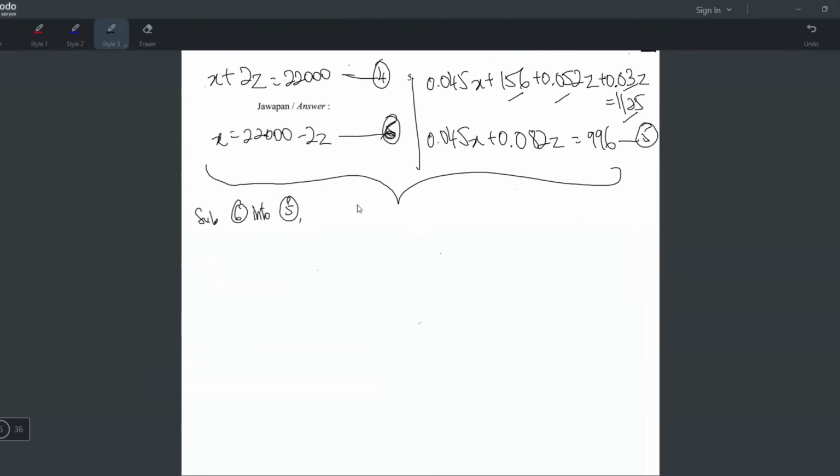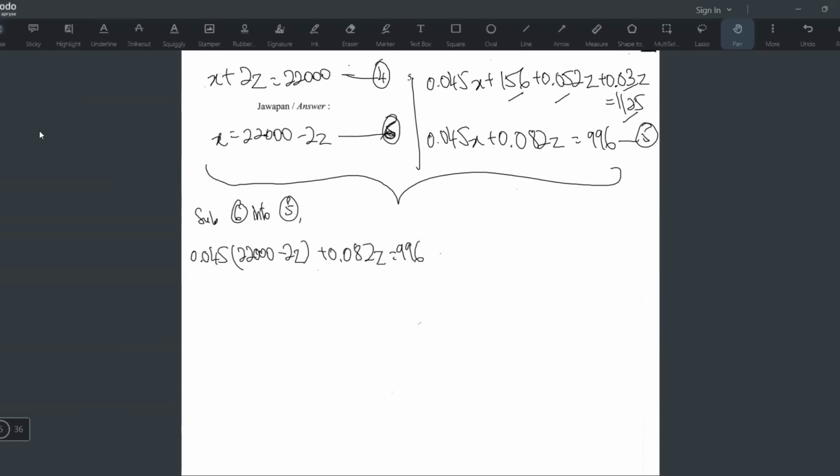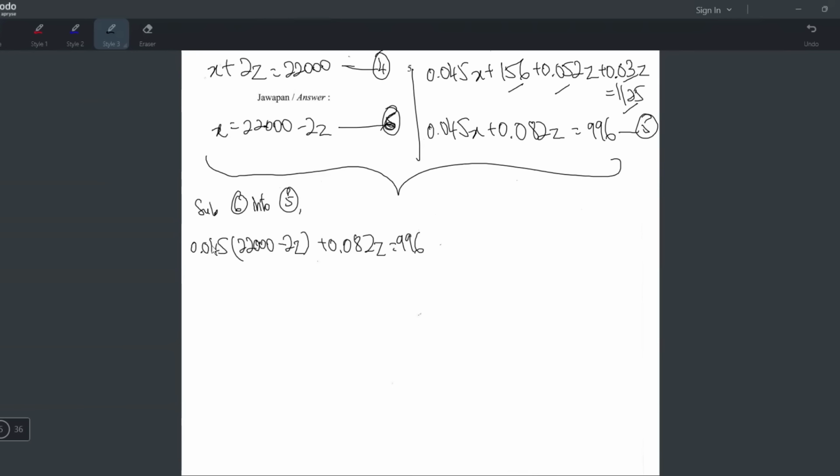So I have to look at 5. And then 0.045 X, we have to open the bracket later, plus 0.082 Z equals to 996. And then the X is 22,000 minus 2Z. And yeah, you can find your Z from here already. Okay, let's expand this first.